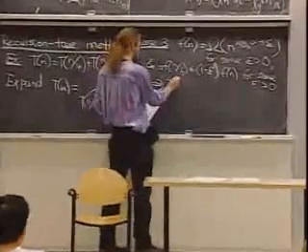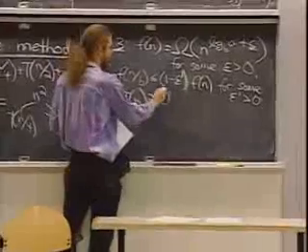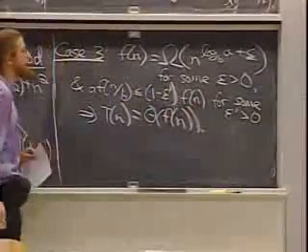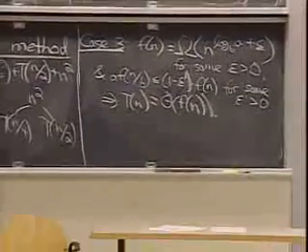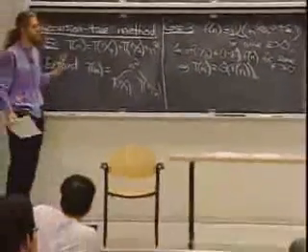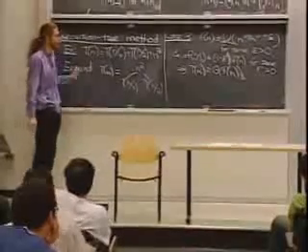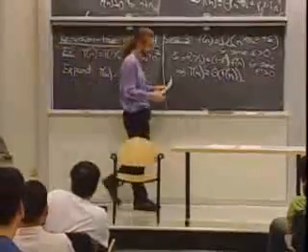Then t of n is theta f of n. And that's the theorem. This is the master theorem, or whatever you want to call it. It's not named after some guy named Master. It's the master of all methods, because it's very easy to apply.